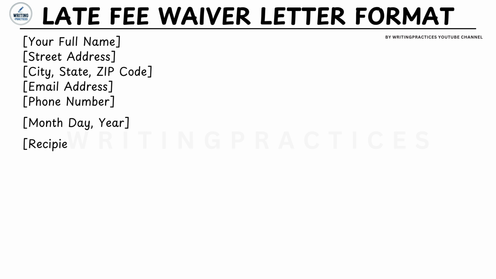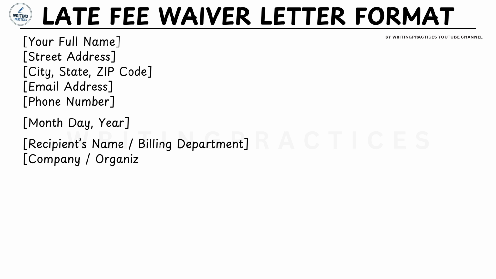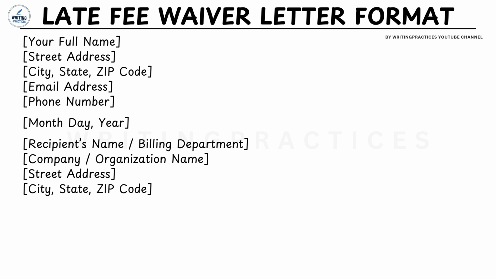Recipient information. This section identifies the person or department receiving your request. You should include the recipient's name or billing department, company name and address. For example, Billing Department, Sunrise Financial Services, 8900 Corporate Plaza, Denver, Colorado 80202. This ensures your letter reaches the right department. Pro tip: double-check the company's billing or customer service address before sending.